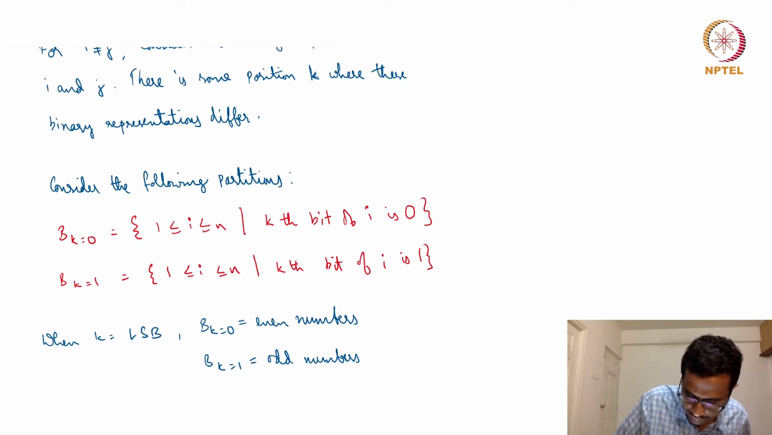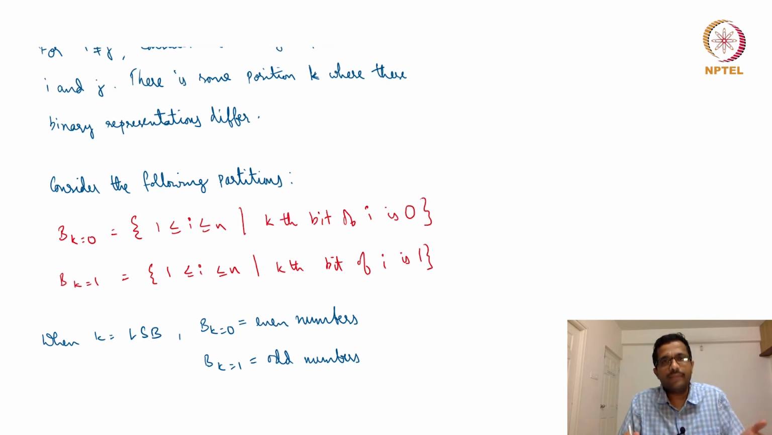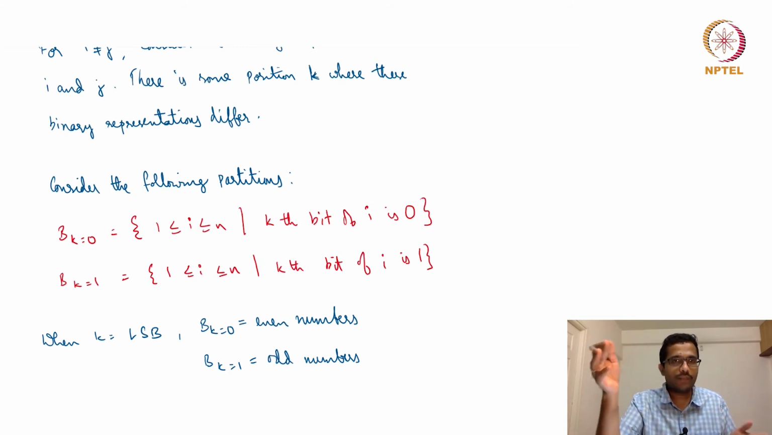So the partitions are 1 1 0 0 0 0. Maybe I don't need to write this down, but similarly you can consider the partitions where the middle bit differs and the partitions where the most significant bit differs. The partition where the most significant bit differs will be 0, 1, 2, 3 in one part, and 4, 5, 6, 7 in the other part. And the partition where the middle bit differs will be 0, 1, 4, 5 in one part, and 2, 3, 6 and 7 in the other part. So these are the three partitions, one for each bit position, that we get for 3-bit numbers.